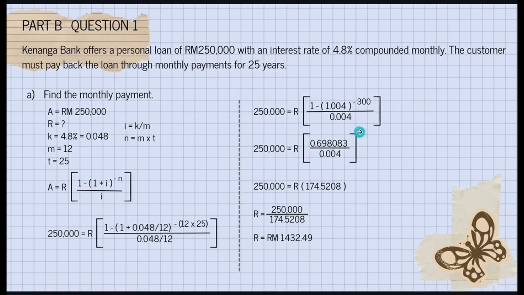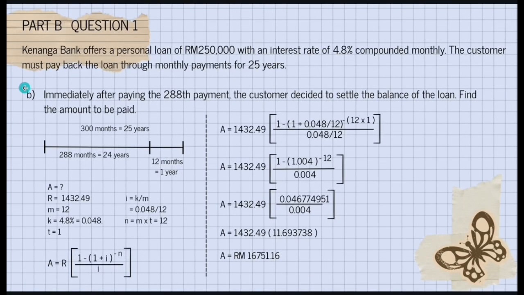Next, we calculate the bracket part step by step using the calculator. So our equation now is 250,000 equals R times 174.5208. To get the monthly payment, R equals 250,000 divided by 174.5208. So our final answer is RM 1,432 ringgit 49 cent.